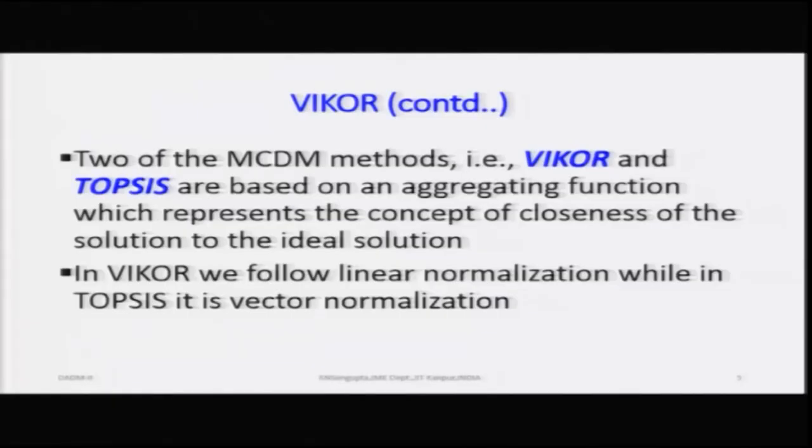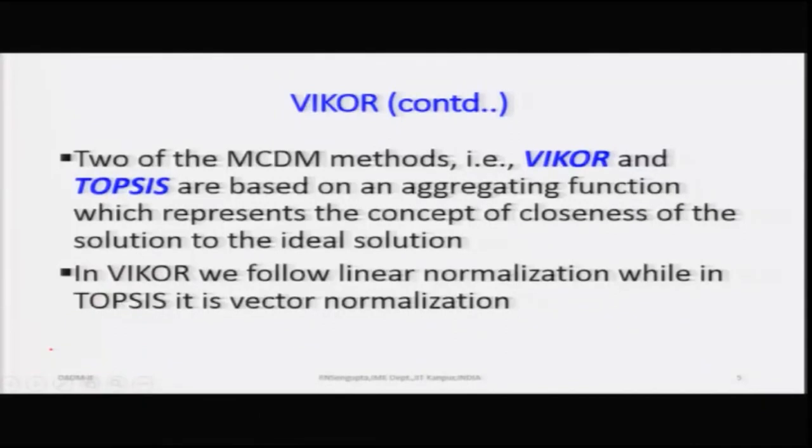In VIKOR, we follow the linear normalization, while in TOPSIS, it is a vector normalization. So, you follow the normalization either along the column or along the row. In the TOPSIS method, we follow a vector normalization. Vector normalization can be based on the logarithmic utility function, the quadratic utility function, or the power utility function. Even though I did not discuss it in the problem solving, I did mention it time and again.